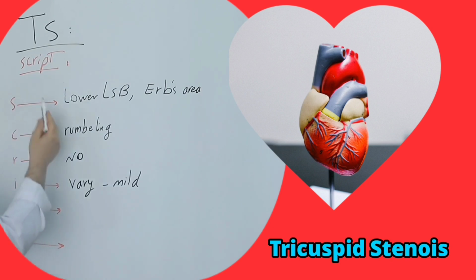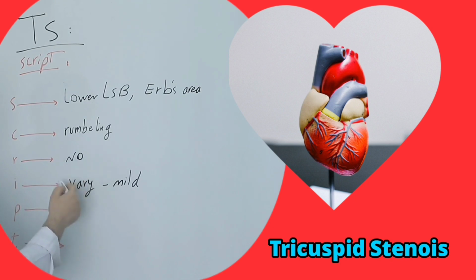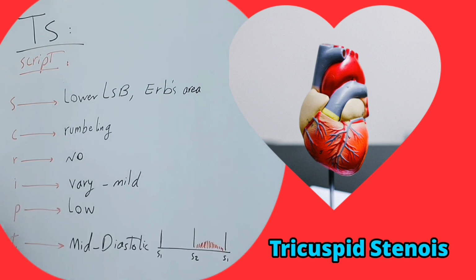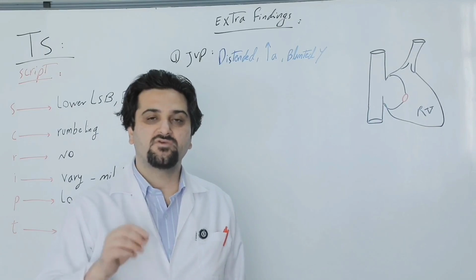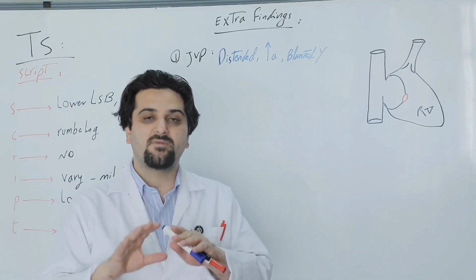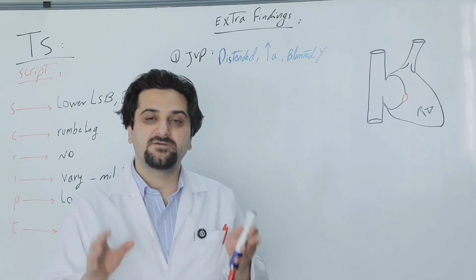I stands for intensity. The murmur from TS depends on the pressure gradient across the valve, and its intensity can vary, but it's usually mild. P stands for pitch. This murmur is low-pitched and low frequency. T stands for the timing of the murmur caused by TS, which is diastolic, meaning it's heard between S2 and S1. A patient with tricuspid stenosis also has some other features on physical examination.